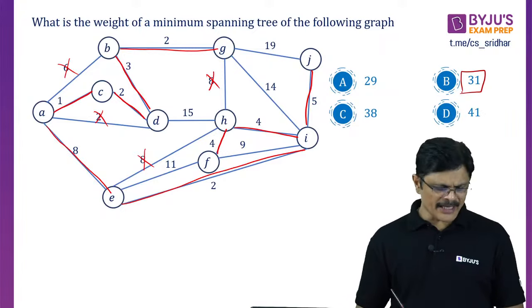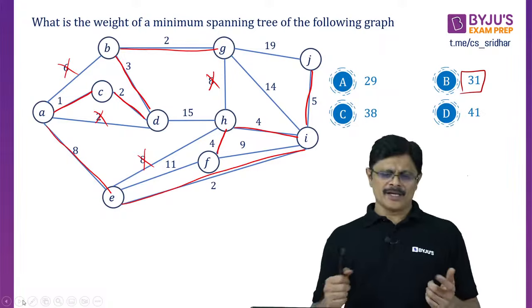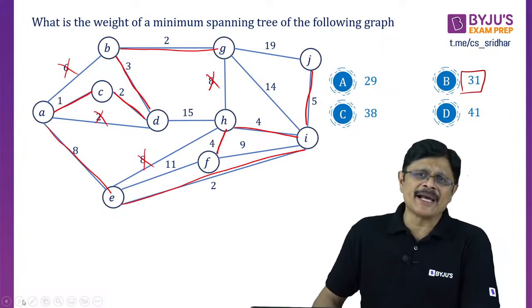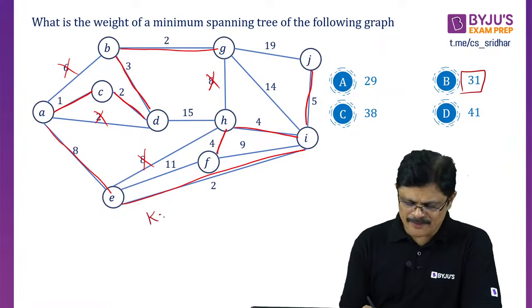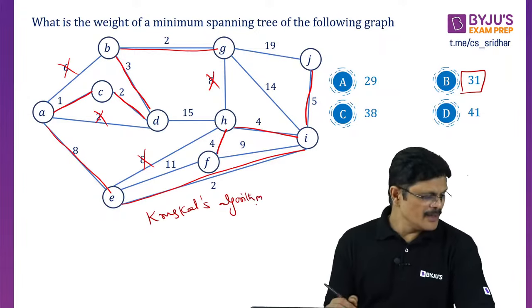Very good, Samayak. Perfect answer. So this is your method for finding minimal spanning tree using Kruskal's algorithm. Am I clear?